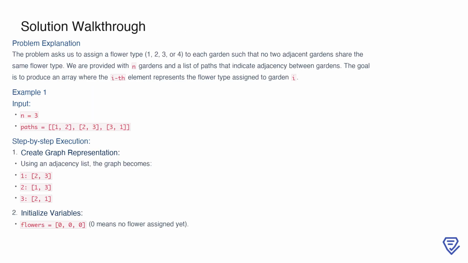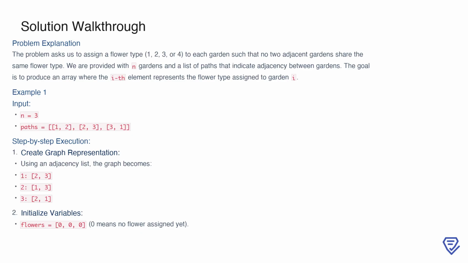In this problem, we need to assign a flower type to each garden such that no 2 adjacent gardens have the same flower type. There are 4 flower types available, represented by the numbers 1, 2, 3, and 4. We are given n gardens and a list of paths that define which gardens are adjacent. These paths form an undirected graph, and the task is to produce an array where the ith element represents the flower type assigned to garden i.